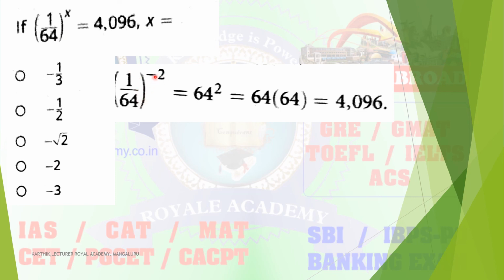So 1 by 64 to the power of minus 2 is equal to, what happens? 64 goes to the numerator, and the negative sign becomes plus. So 64 squared, 64 into 64, is 4096. That exactly matches. So option D is correct. Once the denominator term goes to the numerator, the negative sign becomes positive, so 64 into 64 is 4096, and you get the answer. Option D is correct.